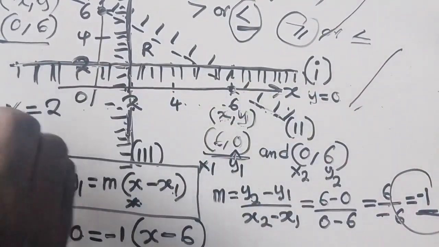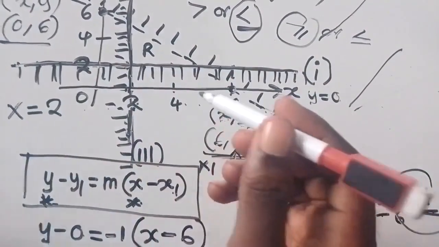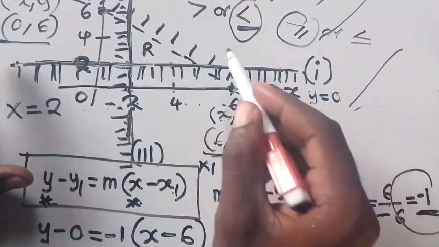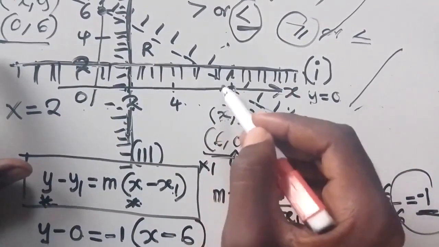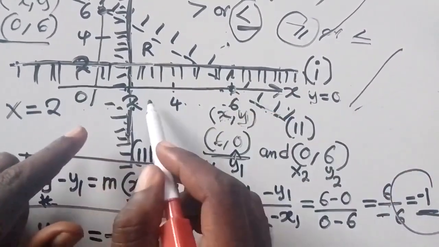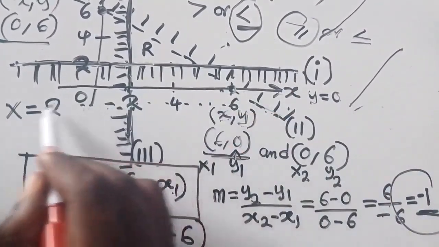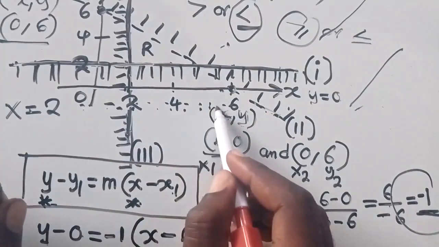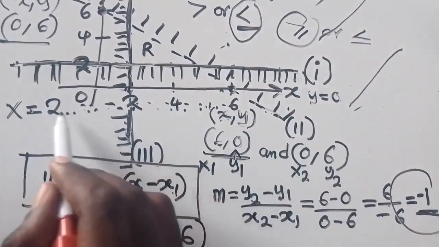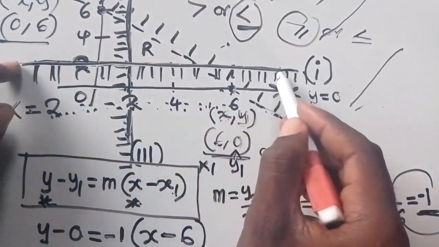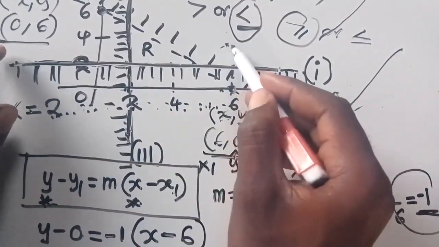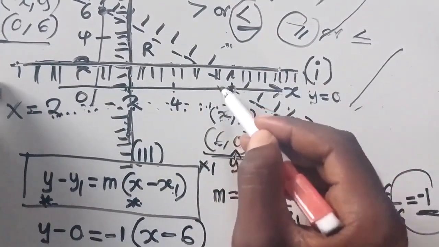I hope these are not confusing you. When a line is like this, we've got the upper part and the down part. But when it is like this, we've got where numbers are increasing and reducing. Where numbers are increasing, it is greater than. Where numbers are reducing, it is less than. When we are having something like this, the upper part is called greater than and the lesser part is called less than.